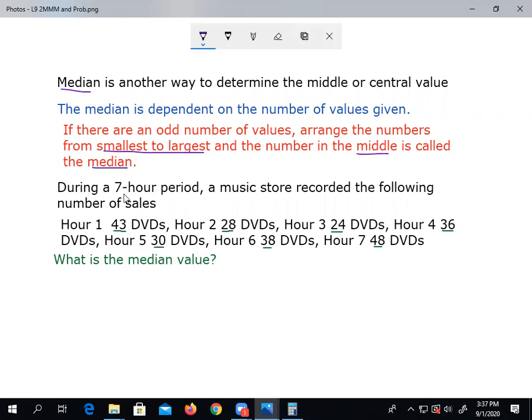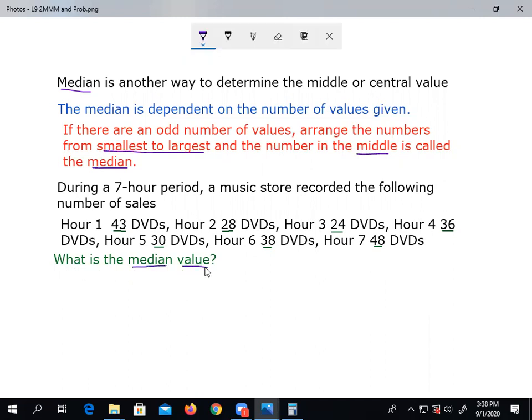So we have this question. During a 7-hour period, a music store recorded the following number of sales. Hour 1, 43 DVDs. Hour 2, 28 DVDs. Hour 3, 24 DVDs. Hour 4, 36 DVDs. Hour 5, 30 DVDs. Hour 6, 38 DVDs. Hour 7 is 48 DVDs. And then the question is, what is the median value?